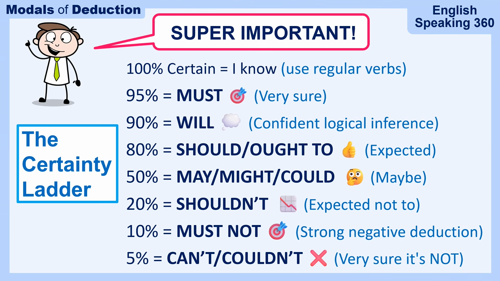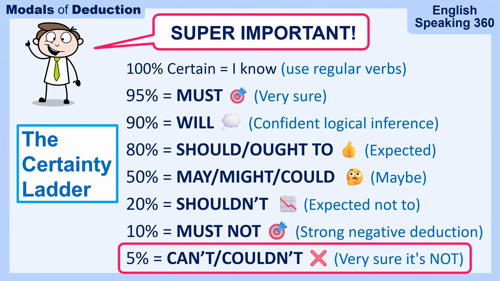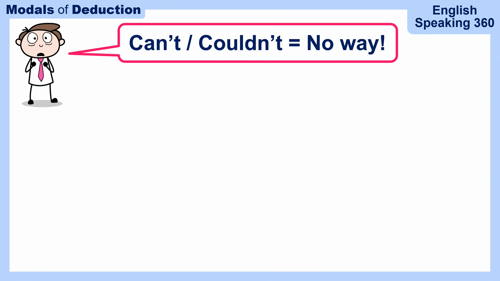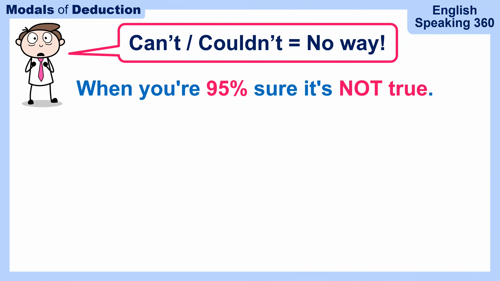Now, I'm not going to 90%. Let's go to 5% because it is the opposite of must. Must is at 95%. Can't, couldn't is at only 5% certainty. So you are very sure it is not. Can't, couldn't equals no way. So when you're 95% sure it is not true, let me give you a great example.